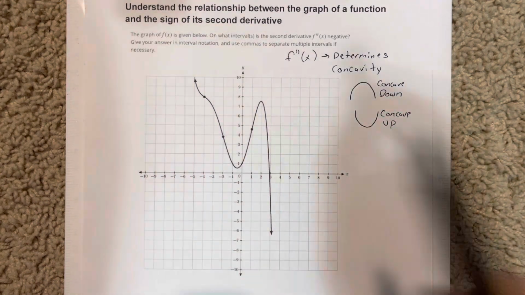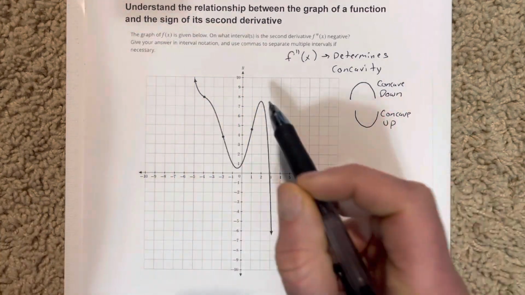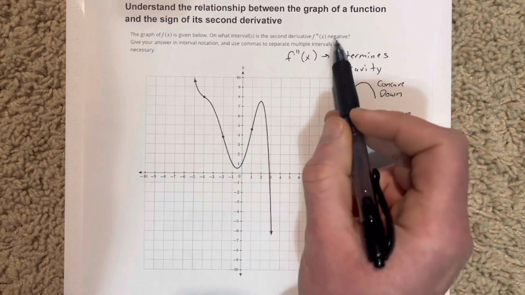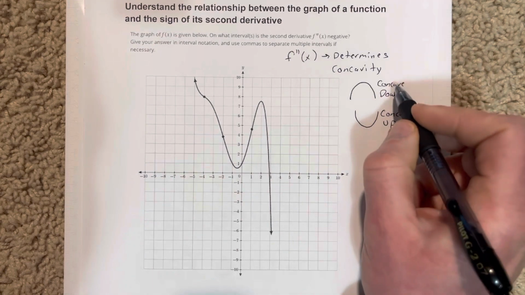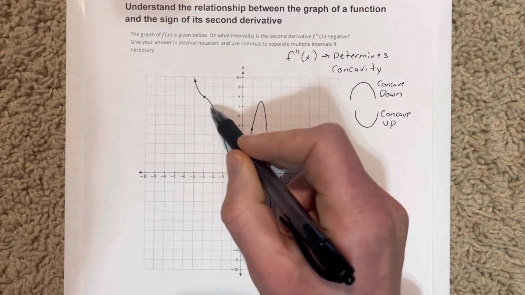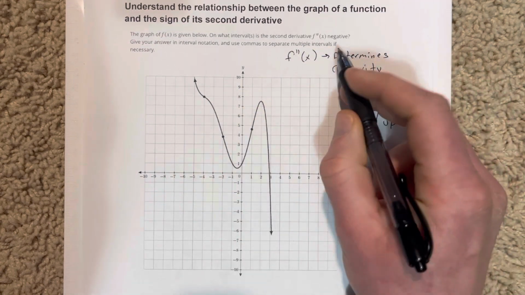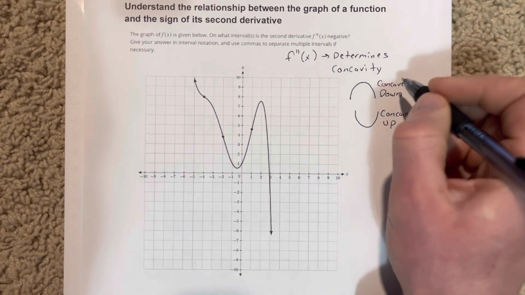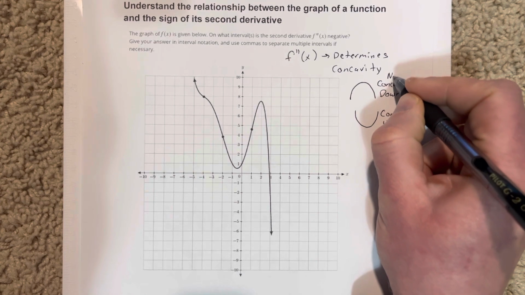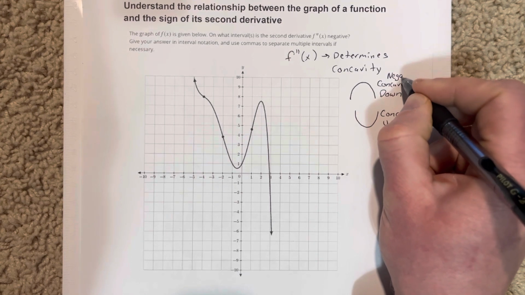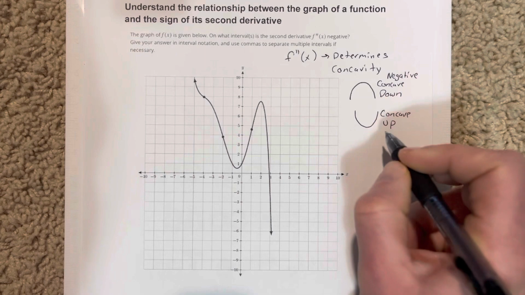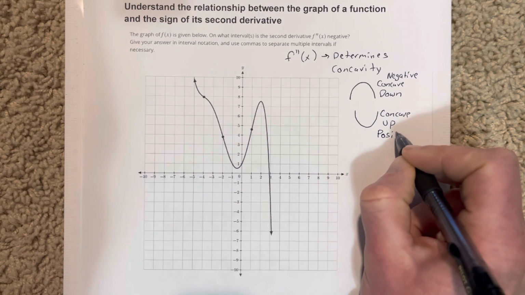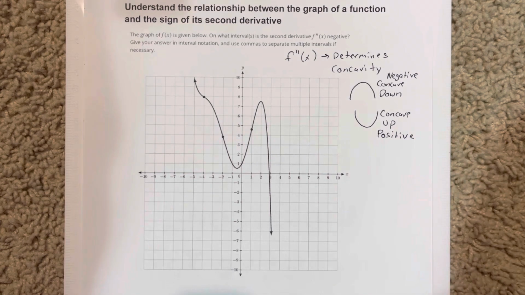So when we're looking at this graph here, all we have to do to figure out whether the second derivative is positive or negative is look for concave up and concave down. So they say f double prime of x is negative. Well, concave down means negative for f double prime, and positive for concave up. That's when f double prime is positive.